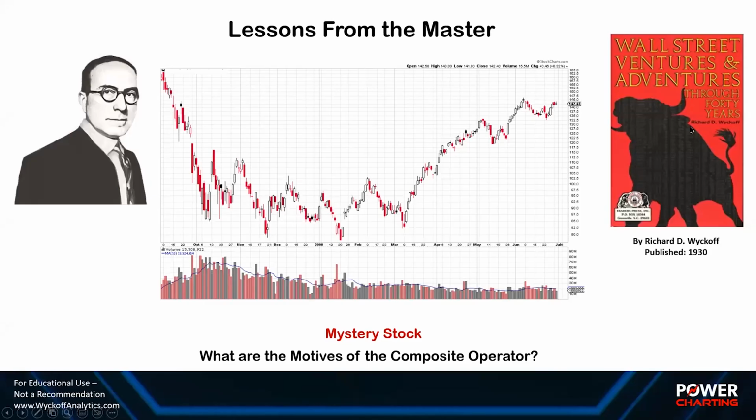So anyway, turning to Richard D. Wyckoff, he wrote this great book, out of print, Wall Street Ventures and Adventures Through 40 Years, published in 1930, shortly before his passing. And today what we're going to do is listen to his words about his experiences from being a young man in 1909, which he was in his early 20s. And we're going to understand what the motives of the composite operator are using a mystery stock.